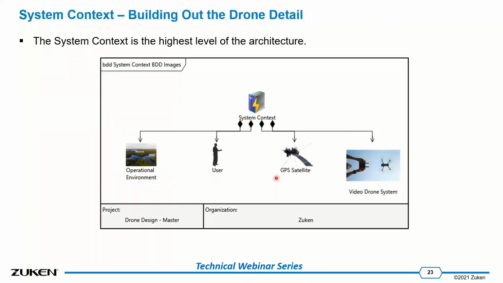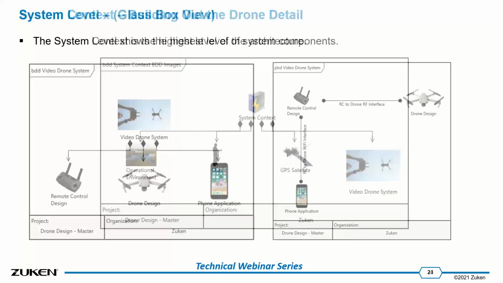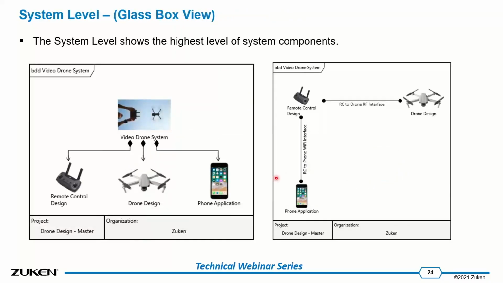We're now going to talk about the physical architecture. As I showed earlier, this is the system context level. You have the system context at the top of the block definition diagram, and you then have its components. As we move a layer down, you might take that system of interest, the video drone system, and break it down further. I have a remote control, the drone, the phone app.